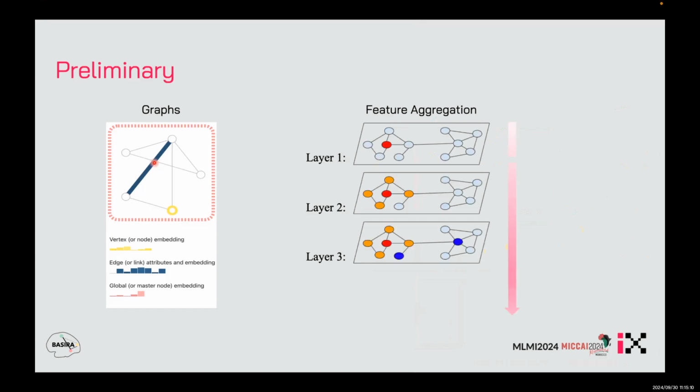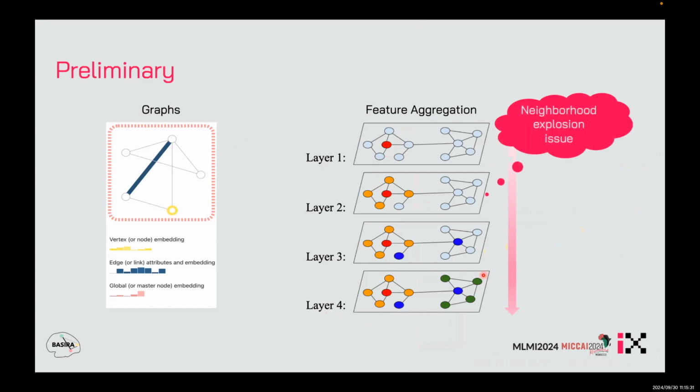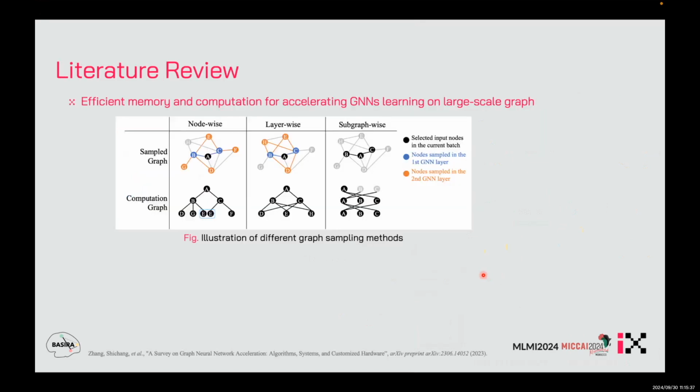And the feature aggregation process in the traditional graph neural networks, as the layers increase, the node embedding update will need a lot of its neighbors layer by layer. It will cause the neighborhood expansion issues, especially for GNNs on a large graph.